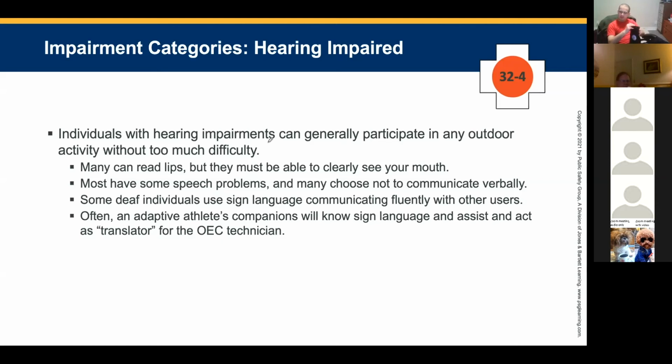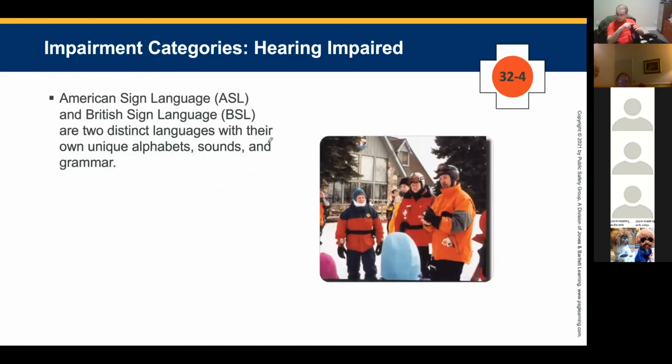So many people who are hearing impaired do have speech problems and may choose to not communicate verbally. Some deaf individuals use sign language fluently to communicate with others, and often adaptive athletes' companions will know sign language and be able to assist or act as a translator for the OEC technician. There's a couple different types of sign language. We've got American Sign Language and British Sign Language, and they are distinct languages with their own unique alphabet, sounds, and grammar.